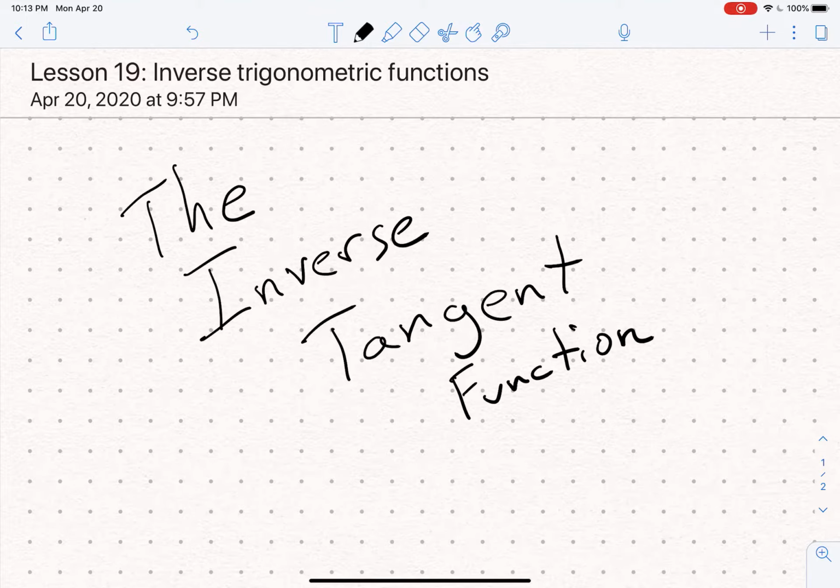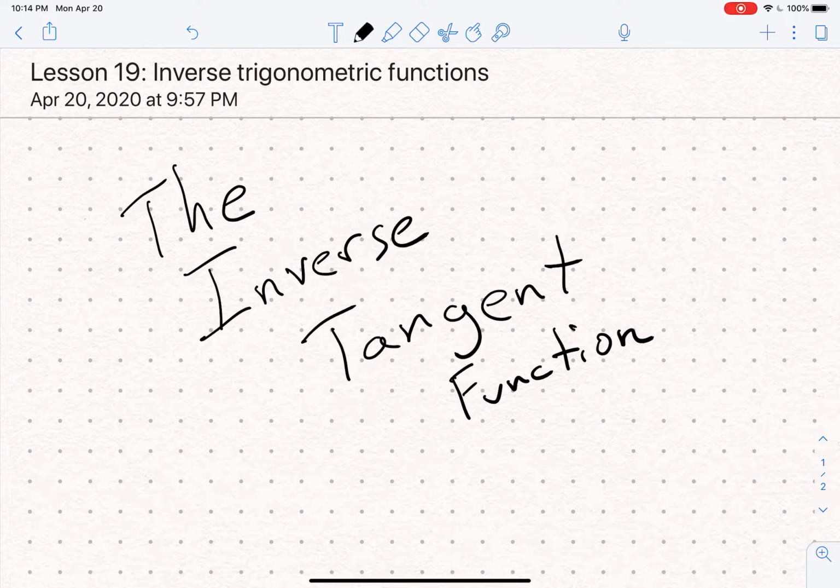Hello, everybody. Welcome back. Today we are talking about the inverse trig functions in general, and we're going to start with the inverse tangent function. This video will consist of a little introduction and discussion. What are the issues we run into? What are the things we have to consider in order to come up with this inverse tangent function? And then how do we apply it? How do we actually take the inverse tangent of various values? So that's the plan for today.